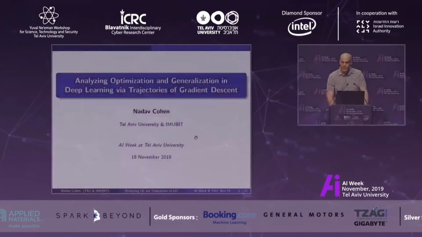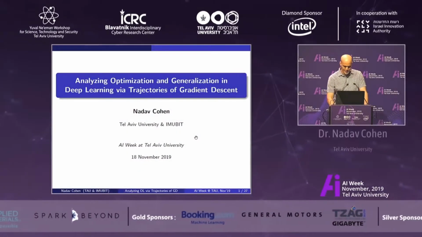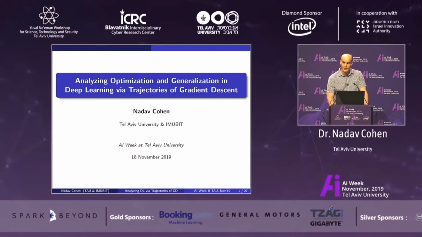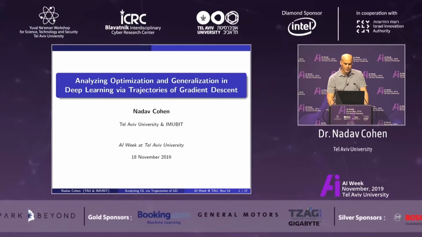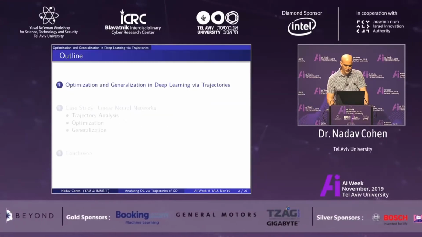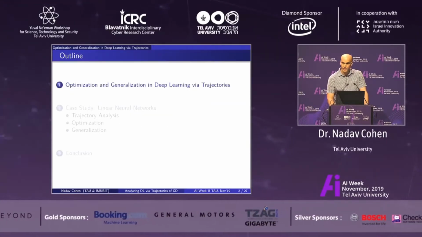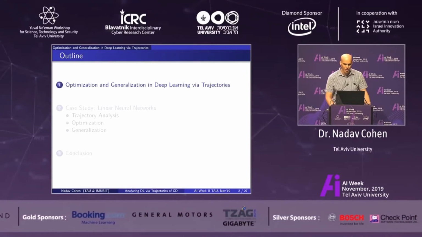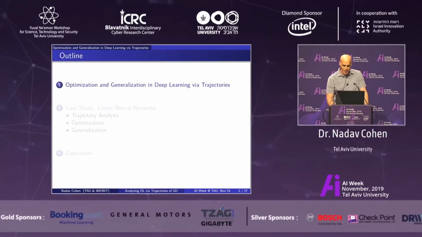Okay, so as Amir said, I will talk today about analyzing optimization and generalization in deep learning through trajectories of gradient descent. Let's start by giving a little bit of context and the main argument that I'm trying to make in this talk.